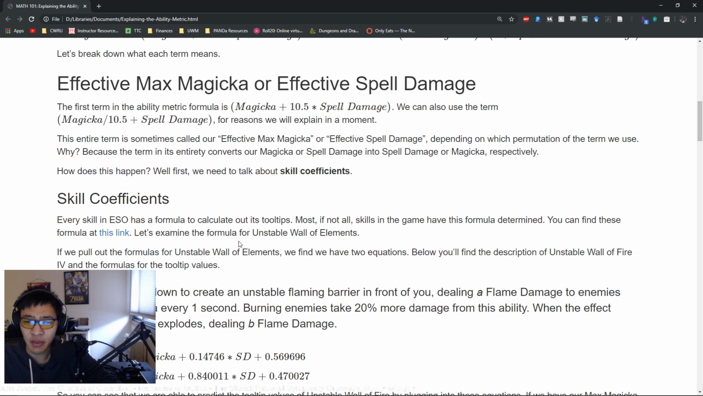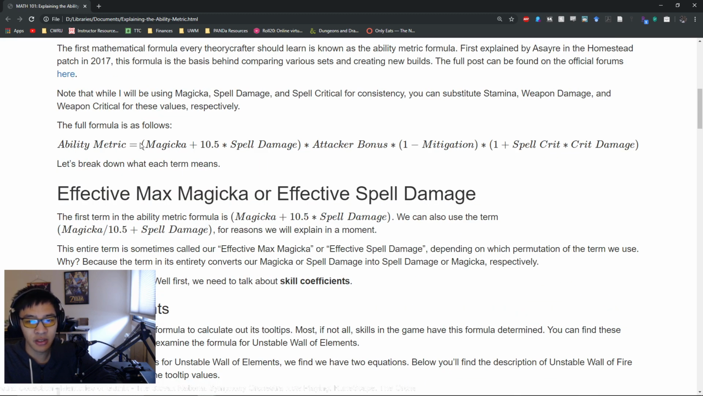So first, effective max Magicka and effective spell damage. This is the first term that we talked about right here. So this is the Magicka plus 10.5 times your spell damage.